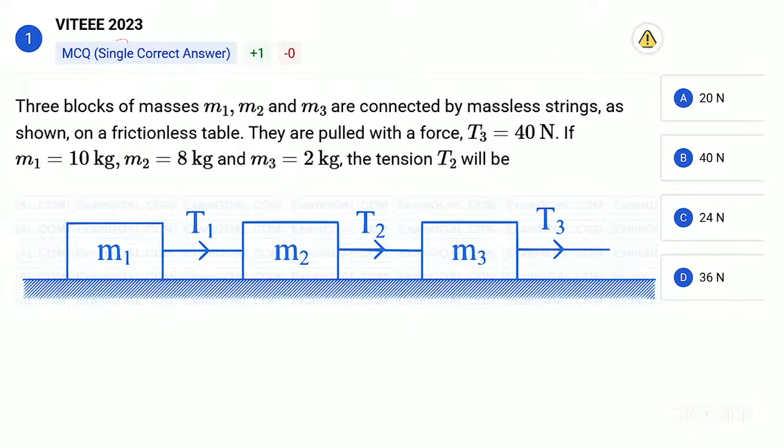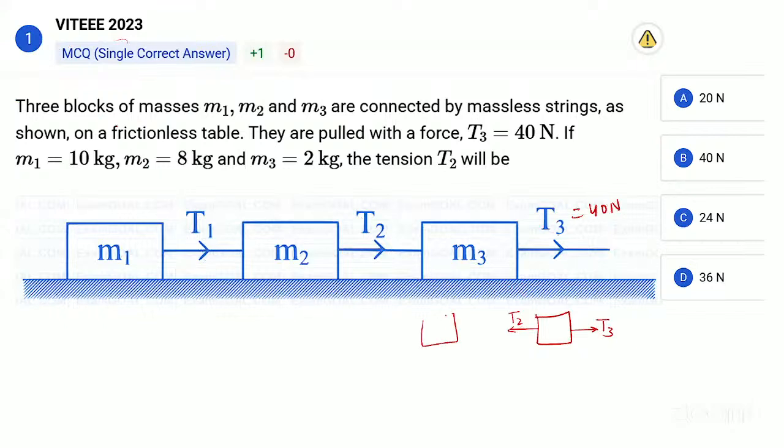Whatever be the value of T2 experienced by M3, the same will be the value experienced by M2, because T2 will be an internal reaction. Same goes for T1. Got it? So here T3 is 40 Newton. Now if you draw the FBD of M3, it will have T3 on this side and T2 on the other side.